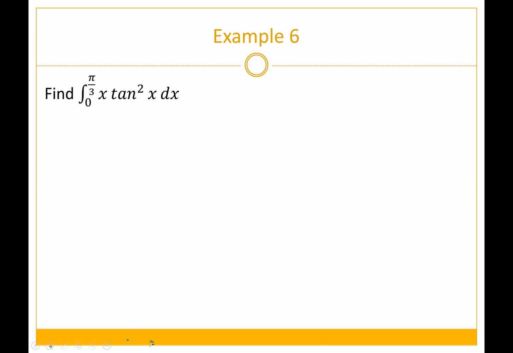Again, 30 seconds. It's a little bit tricky here because we have a polynomial and a trig function. But with the trig function here, we don't have the derivative of tangent squared. There are some small manipulations that you need to know.